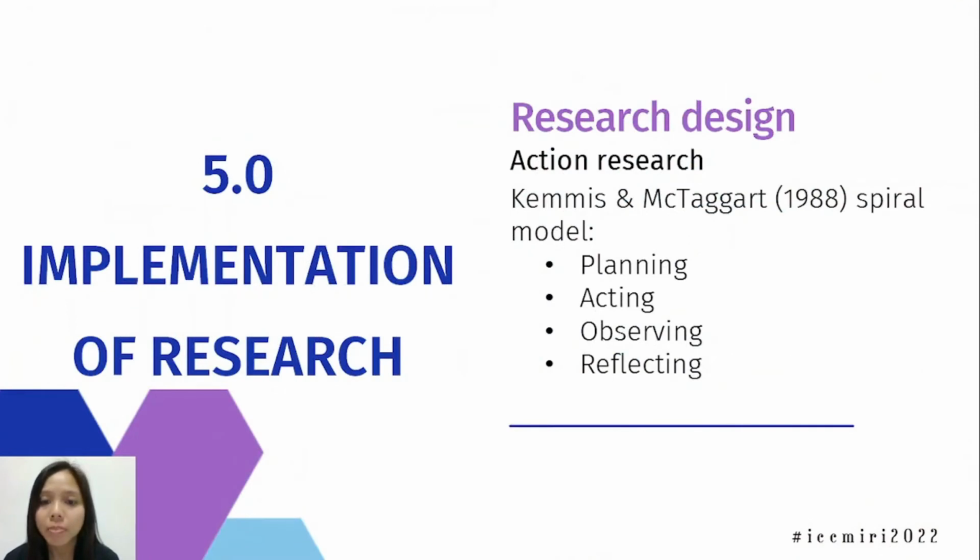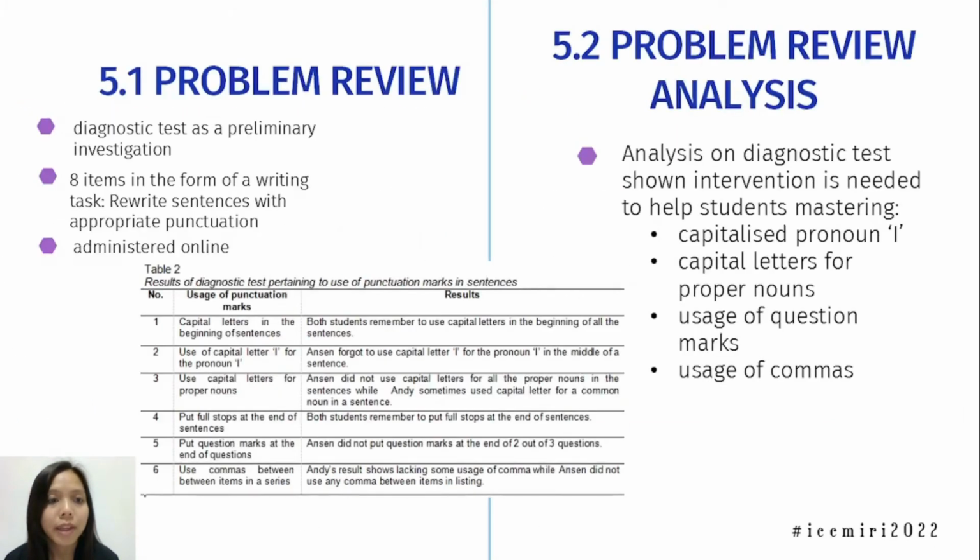Kemmis and McTaggart's spiral model was used, where it has 4 stages of planning, acting, observing, and reflecting. So the first stage, planning. In the planning process, I did a diagnostic test as a preliminary investigation to substantiate the problem. There are 8 items in the diagnostic test in the form of a writing task where they will need to rewrite sentences with appropriate punctuation. It was administered online.